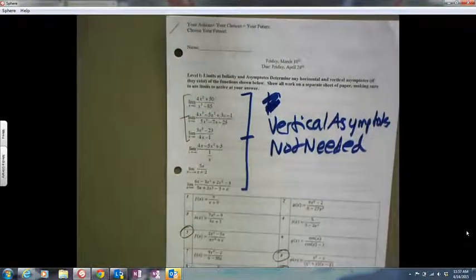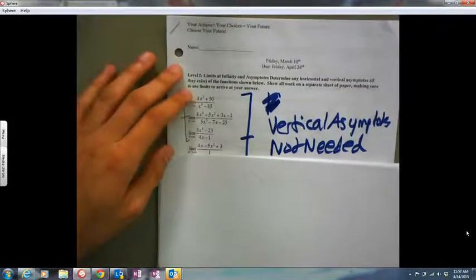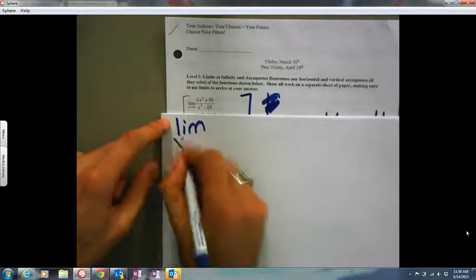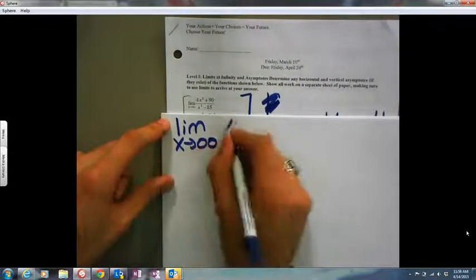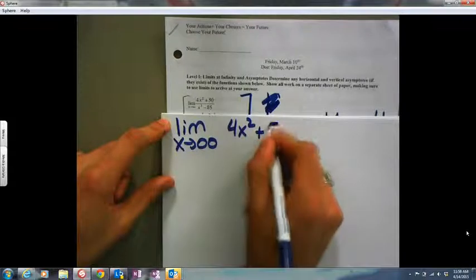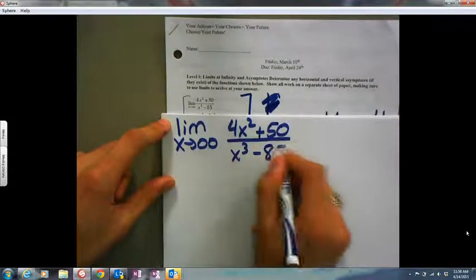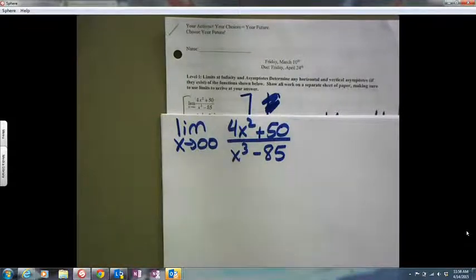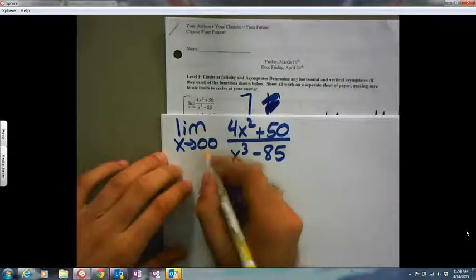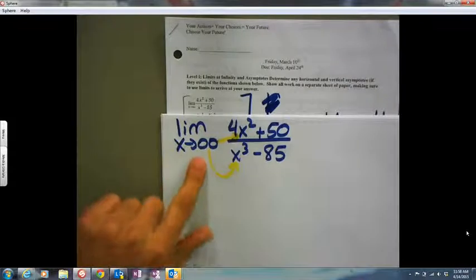We have the limit as x goes to infinity of 4x squared plus 50 over x cubed minus 85. The first thing with any limit, we've always said this for the past few days, is you take this and plug it in. Take whatever you're taking the limit to and plug that in for x. So you'll get the following.